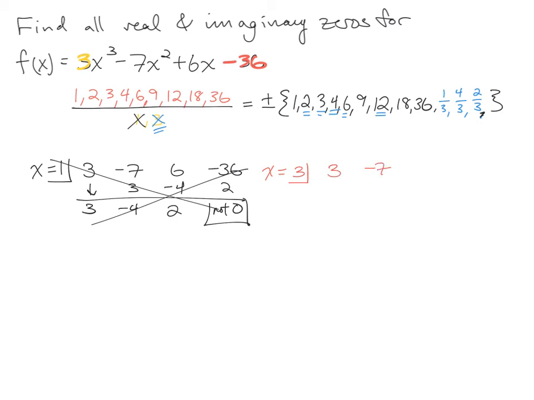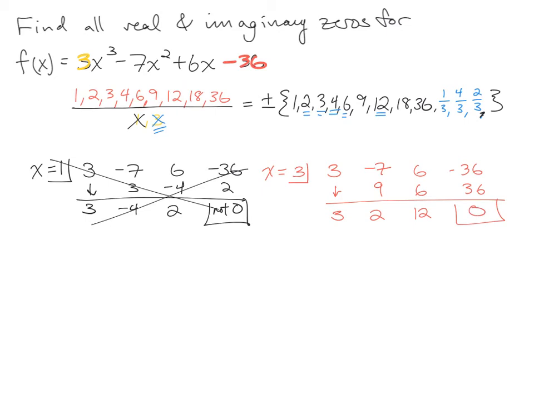3, -7, 6, and -36. All right, here we go. 3, 9, 2, 6, 12, 36. Would you look at that? 0.